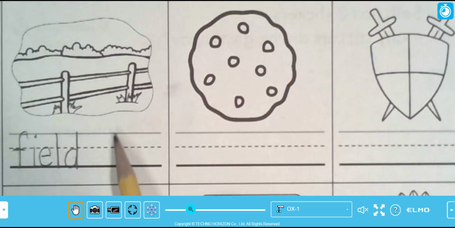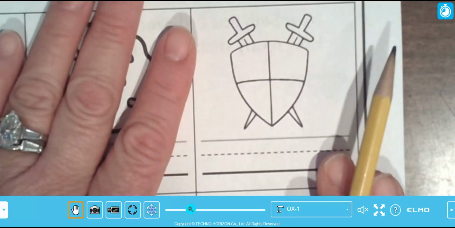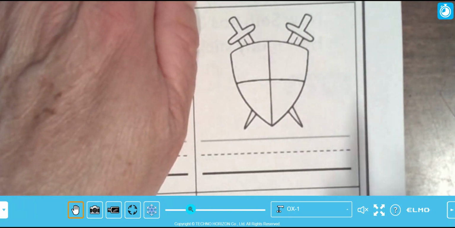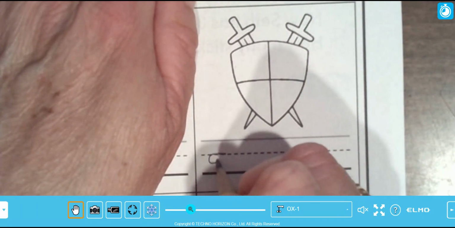We know it's not this one, right? This one's field. So it has to be this one. This is shield. And this is a shield right here, this thing right here. And it protects people. A shield means to protect. Okay, so let's write the word shield.